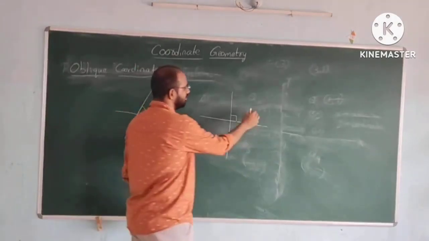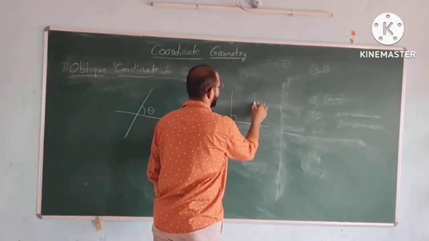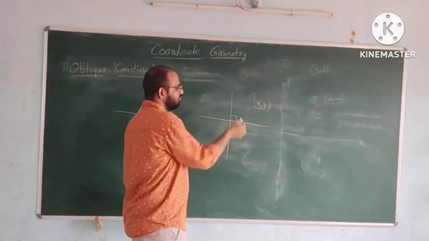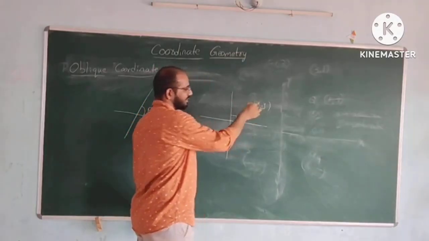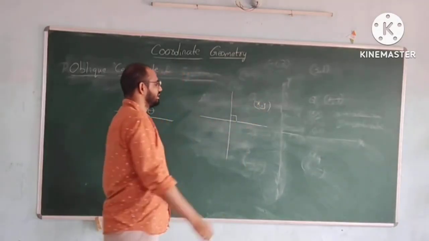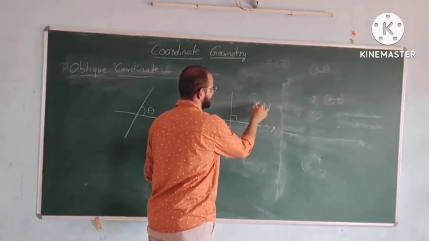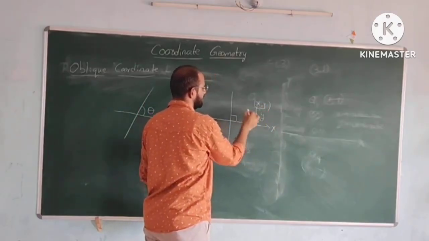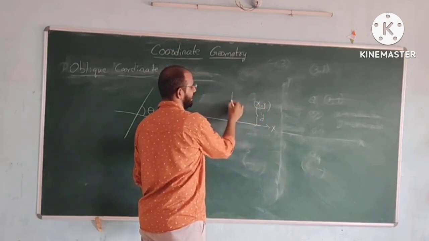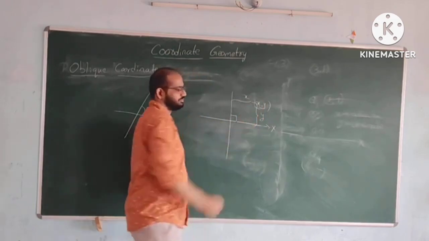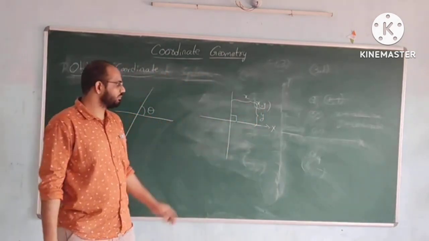Now, if we want to take any point x, y, we want to find the distance of this point x, y from the y-axis and x-axis. The distance of this point x, y from the x-axis is y units. The distance of this point x, y from the y-axis is x units. Now, how is this possible?